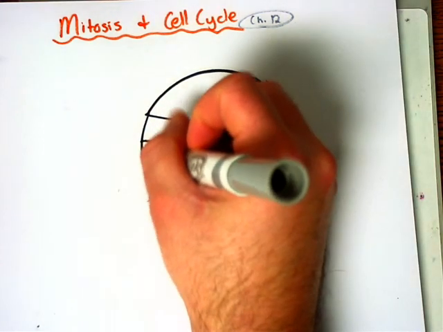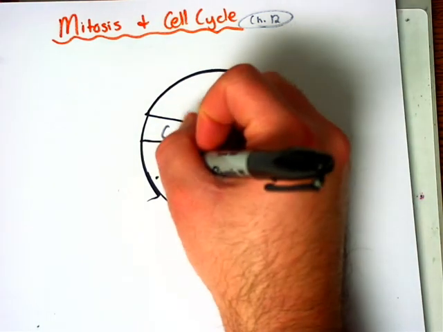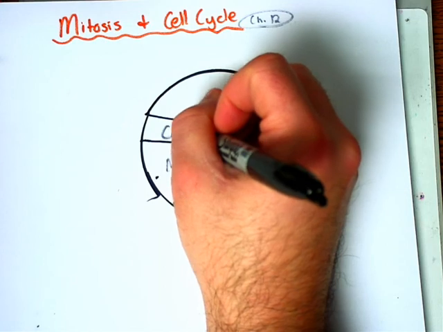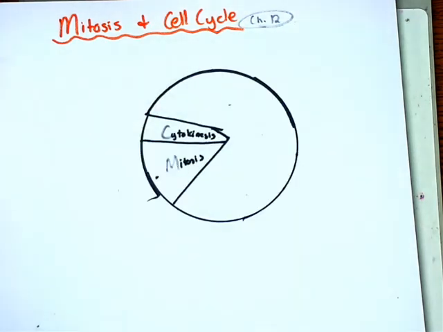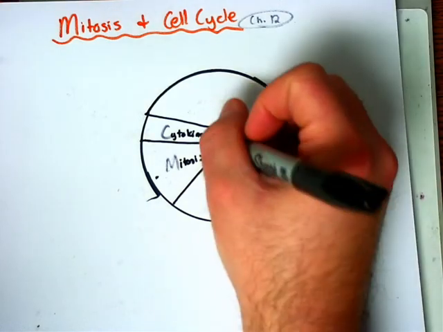This is going to be M, which is standing for what? Okay, mitosis. And what's the C standing for? Cytokinesis. Mitosis means to split the DNA. Cytokinesis means to split the rest of the cell. And then we've got two other phases to wear ourselves with.